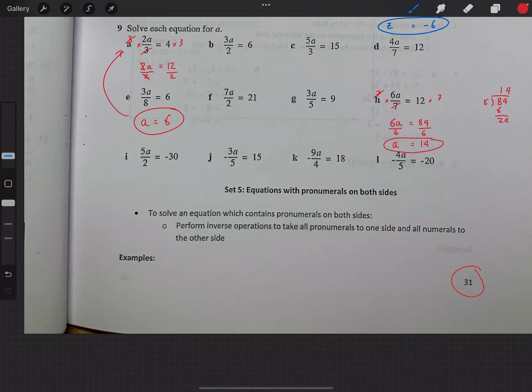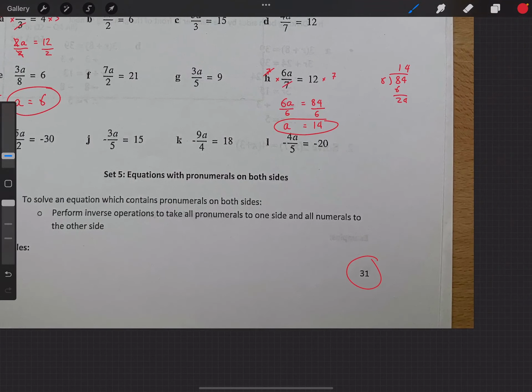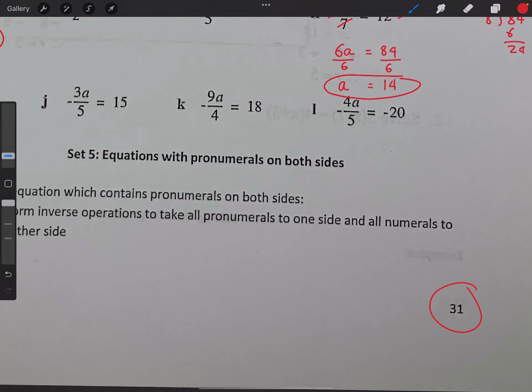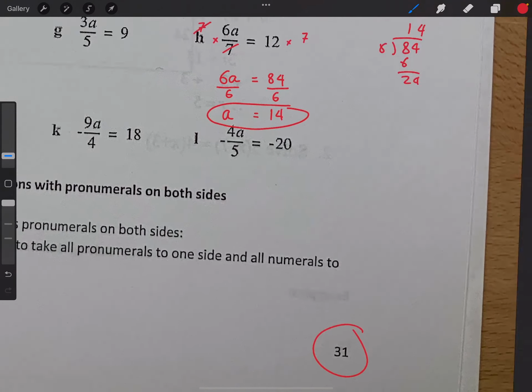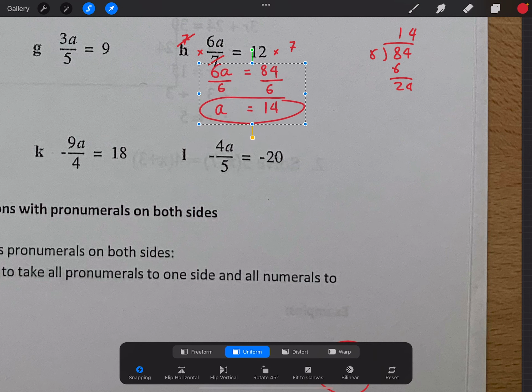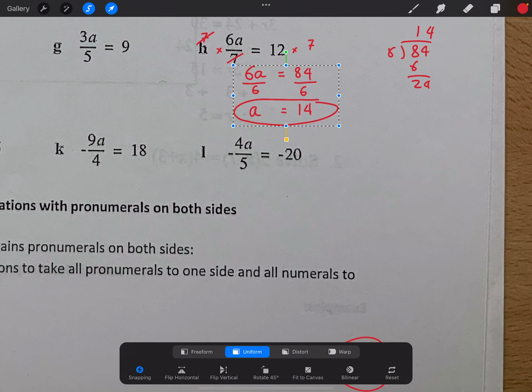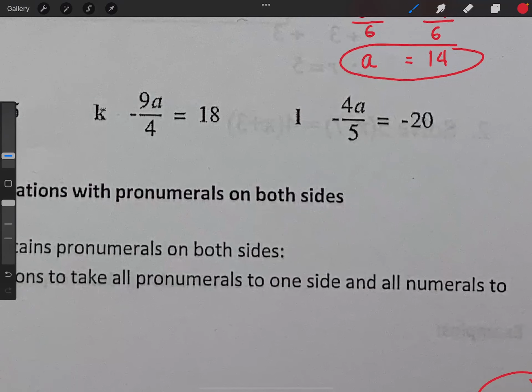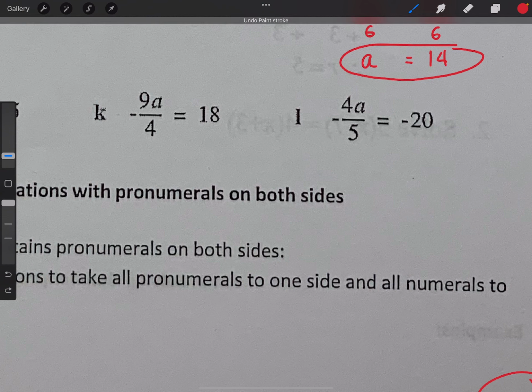I will try maybe question K and L. We'll try these two. Question K. Okay, how do we do with this one? Again, this minus sign can be a bit confusing. You can bring it to the top or you can bring it to the bottom. I like to bring this to the bottom and get rid of it all at once. So I'm going to rewrite this question like this.